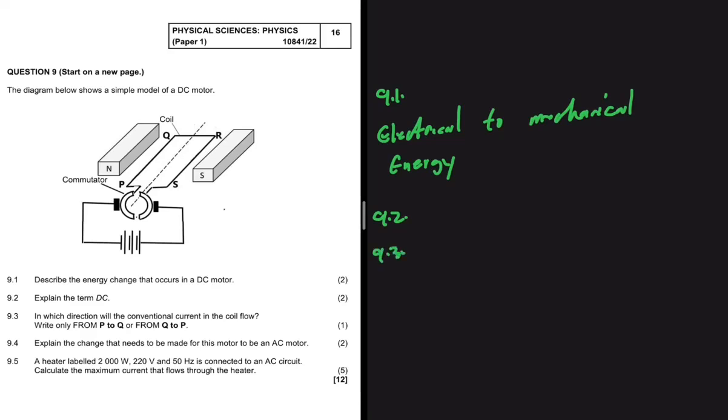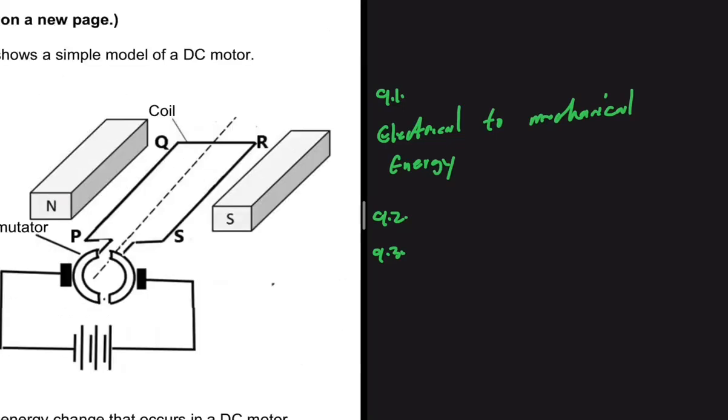9.3, in which direction will the conventional current in the coil flow? Right, only from P to Q or from Q to P. We have a motto. For all motors, we use the left hand rule. And for all generators, we use the right hand rule. For the left hand rule to work, you need to put your thumb, your index finger, and your middle finger 90 degrees to each other.